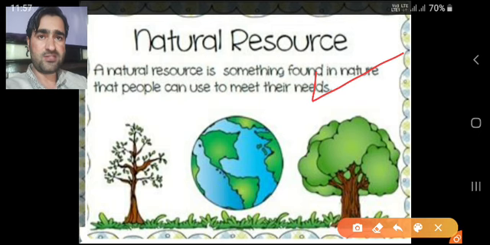Also, we have plants, we have soil, we have minerals, we have forests. All these things are used to meet the needs of human beings. So all these things are natural resources because they exist in nature without human intervention or human actions. They are present in nature. They are the free gifts of God, and they are the things or materials which create the conditions for the existence of life.